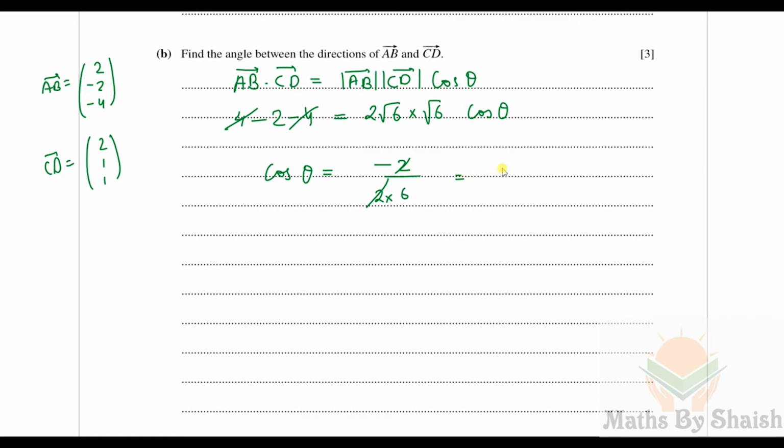which becomes minus 1 over 6, and hence theta is going to be the cos inverse. The angle between them is going to be cos inverse of minus 1 by 6, which is going to be 99.59, that is 99.6 degrees. Now this is the answer from the calculator. So that is the angle between the directions of AB and CD.